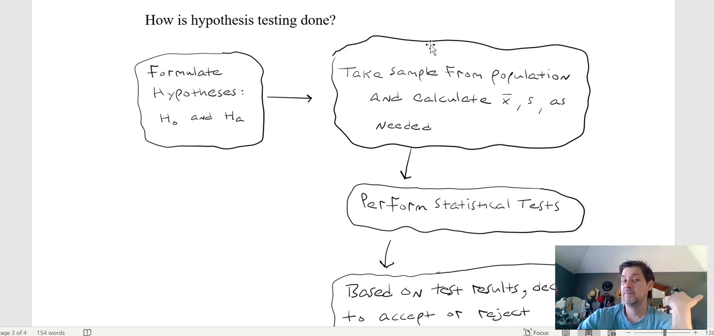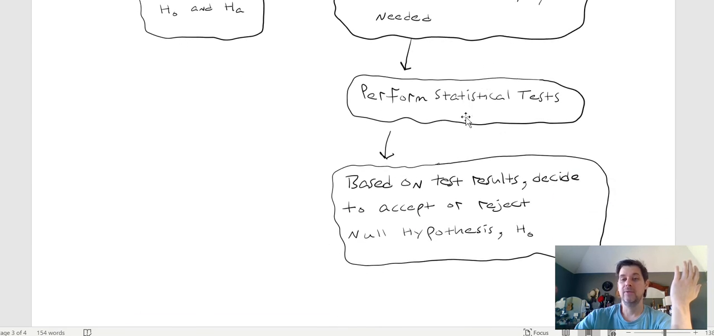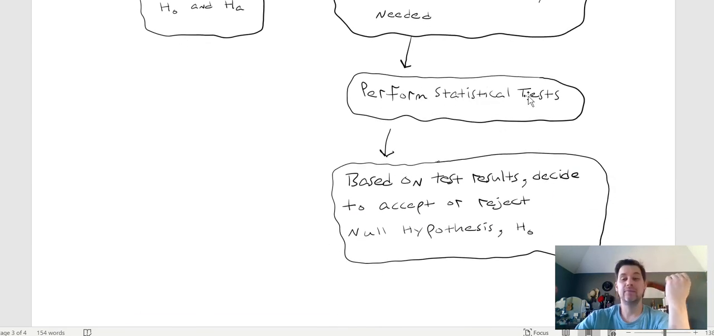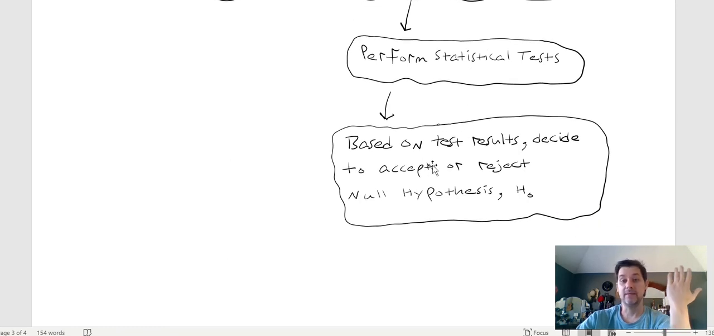Then we take a sample from the population, because the hypotheses are going to be about population parameters such as the population mean. We calculate the sample mean, known as X bar, or S, the sample standard deviation, as needed. Then we perform statistical tests, and we will get into the nature of those statistical tests in the next assignment and the next video. Then, based on those results, we decide to accept or reject the null hypothesis. So that's the flow chart.